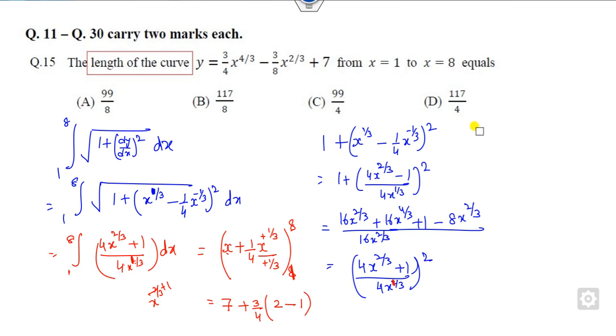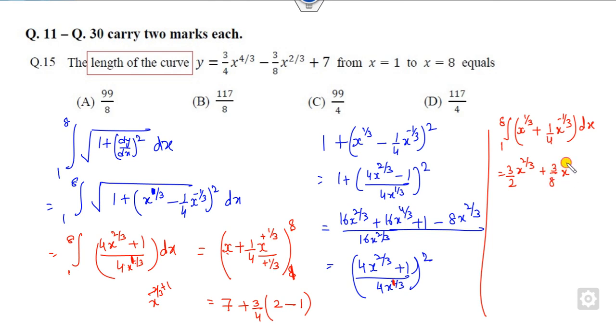Once it's 1 by 3, then your integration will be from 1 to 8, the 4 will be cancelled out, x raised to power 1 by 3 plus 1 by 4, x raised to power minus 1 by 3. Now what is the integration of this? x raised to power 2 by 3, and here it is this. This will be plus 1, that's 2 by 3. So it's 3 by 8 of 2 by 3, from 1 to 8.